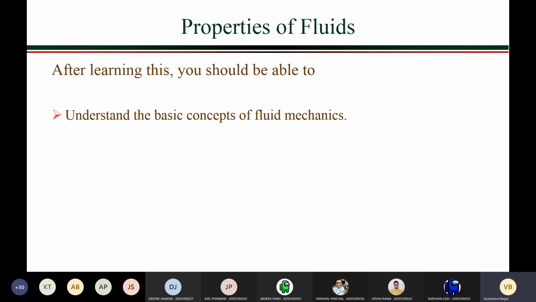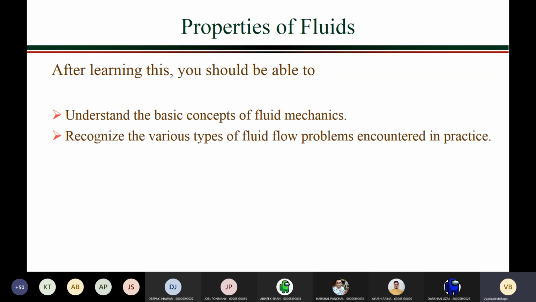So the first outcome which we are going to target is, students should be able to understand the basic concepts of fluid mechanics. Right? Then the student should be able to recognize the various types of fluid flow problems encountered in practice. Meaning they should be in a position to segregate what type of flow it is or how to analyze the situation. Right? So they should be able to divide the problem into bits and pieces and analyze the situation. That type of understanding is targeted.